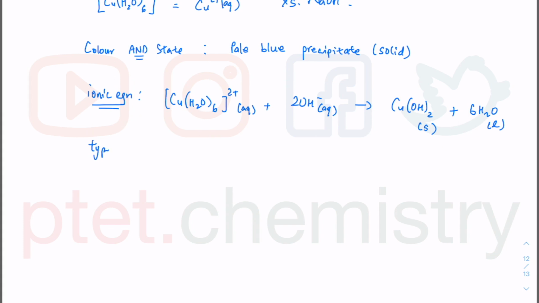What type of reaction is this? This is a precipitation reaction, as you are forming a precipitate from two solutions. This is a pale blue solution. This is a colorless solution. You get a pale blue precipitate, insoluble in excess NaOH.